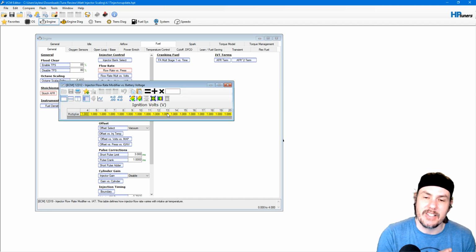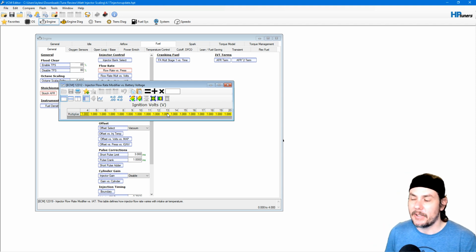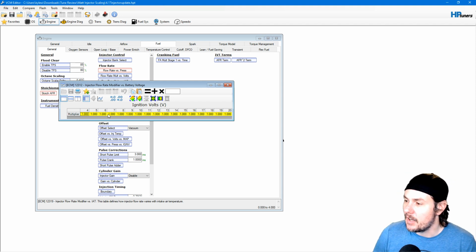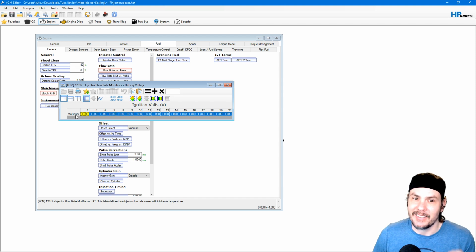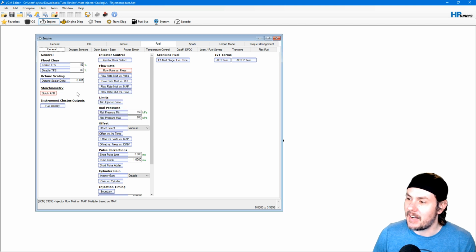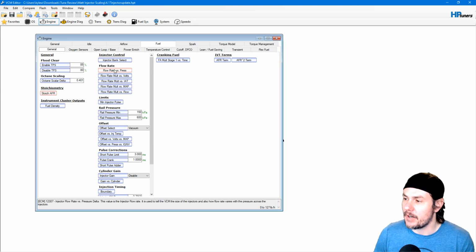Some ECUs, this does not work on, but this is a straight multiplier where it's just multiplying by one. We can try and double it here. Doesn't work on all situations. I would advise sticking to the stoic AFR and the flow rate versus pressure.